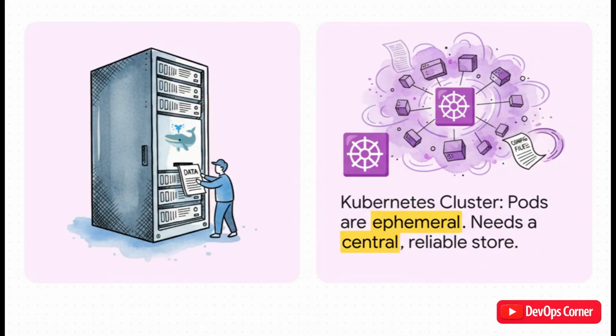Now, if you're coming from a world with a single Docker host, life was pretty simple. You just mount a file from the host, and you were done. But Kubernetes? Well, it's a whole different ballgame. We're talking about a distributed cluster where your pods are ephemeral. They can pop into existence on one node and be destroyed and recreated on another moments later. You can't rely on local files anymore. You need a central, reliable place to store that configuration.